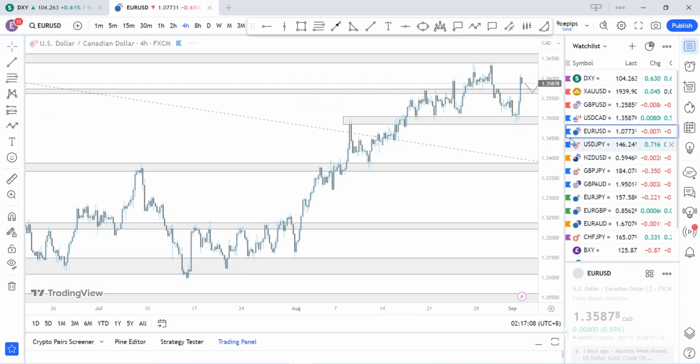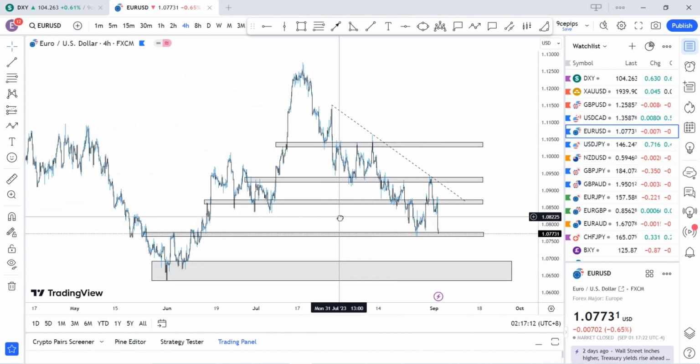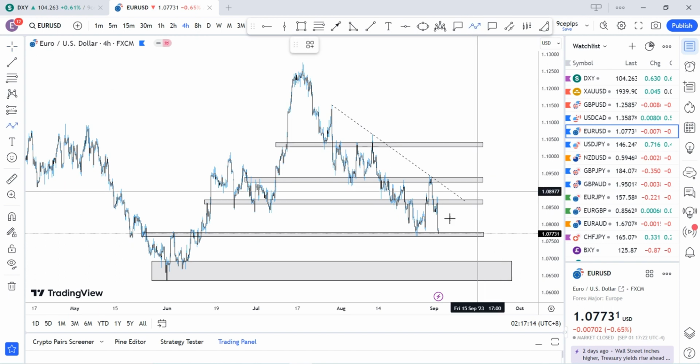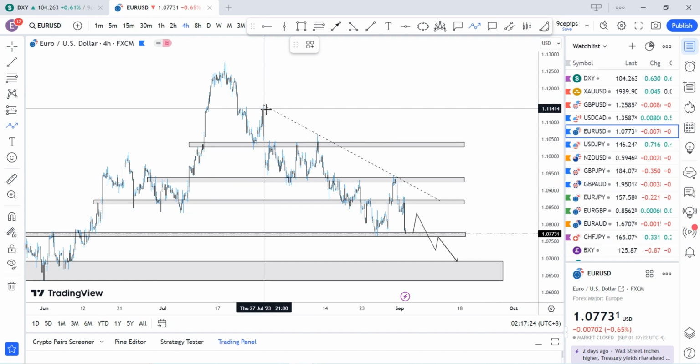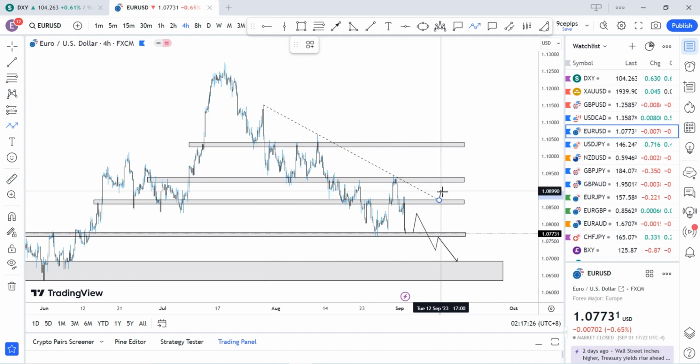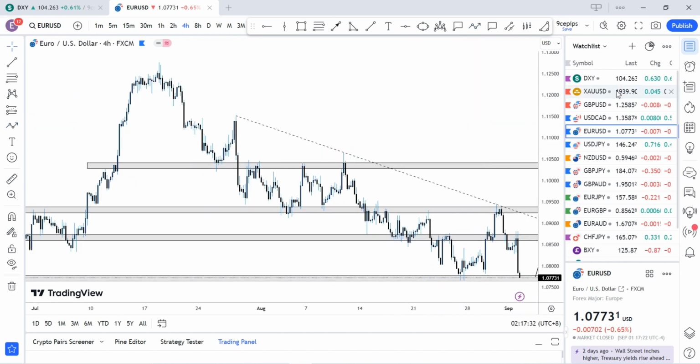And okay, bonus Euro USD, same as pound USD. Looking out for price to start with, reject this region, probably something like this, break, retest, and then continue to the downside. Or if we get price to break this downward trend line around this region, then we can just get price to continue to the upside. All right, that'll be that on that.